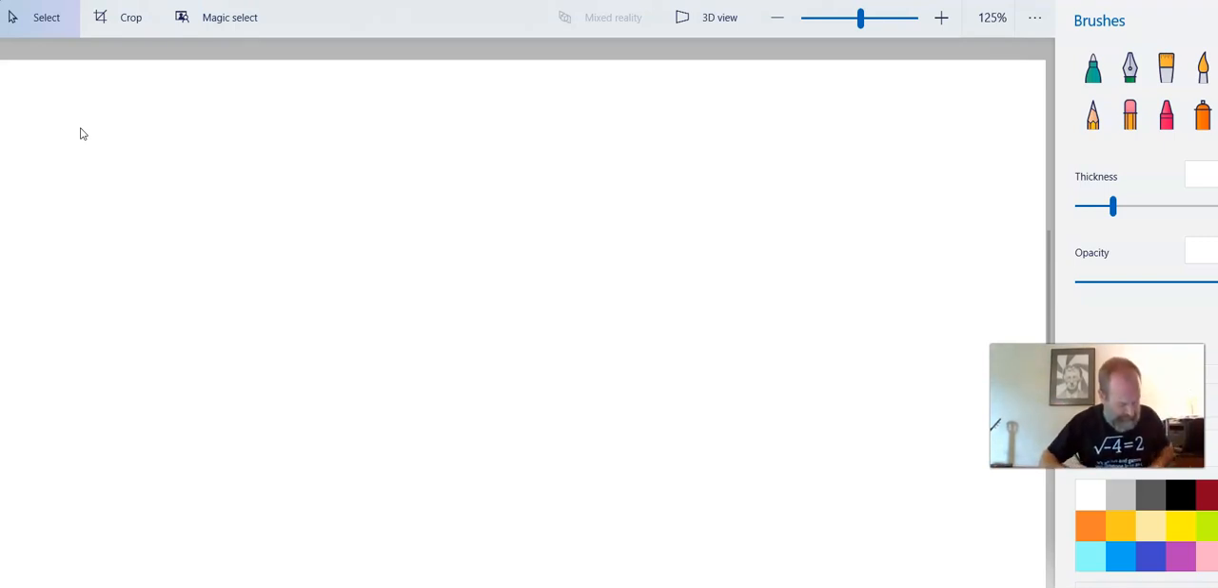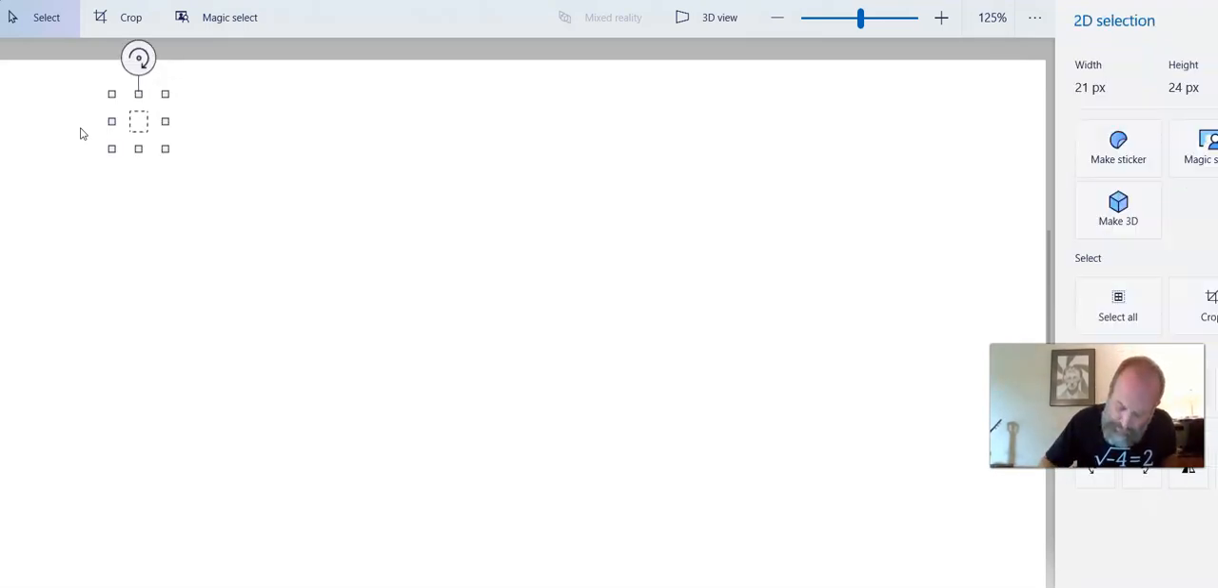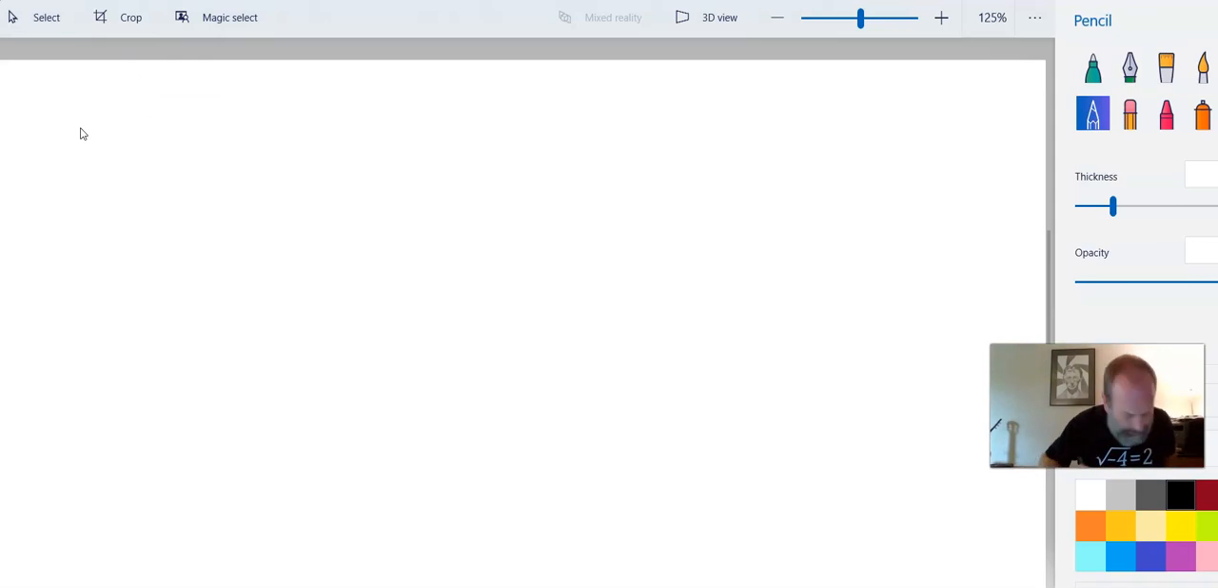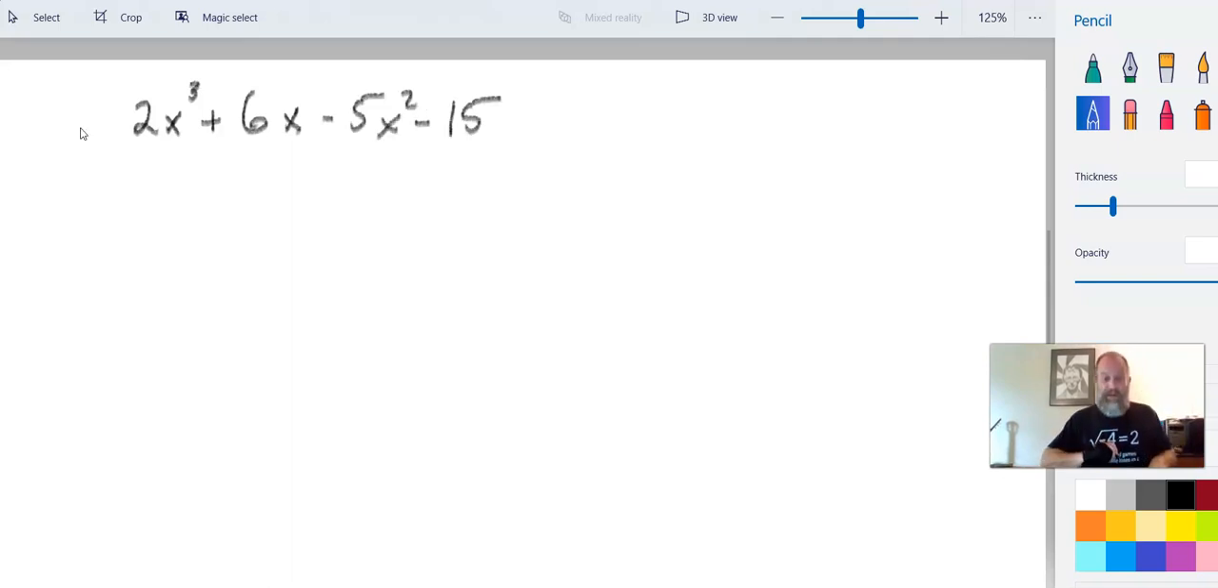Okay, so let's look at the next problem here. So we have, oops. These problems turn out, it's easier to write them when you turn on a writing tool. There we go. At some point in this semester, I'm going to remember that little tidbit. Okay, so, 2x cubed plus 6x minus 5x squared minus 15. Okay, so that's what we're looking at. So pause here and try the problem on your own.